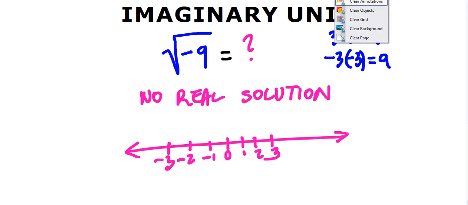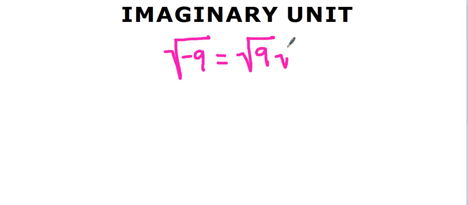So we're going to look at the same problem again. I'm going to clear it. So square root of -9, we can rewrite that as square root of +9 times square root of -1. But we still have a problem. What is square root of -1? This is our problem. If we can figure this out, we can solve the issue.